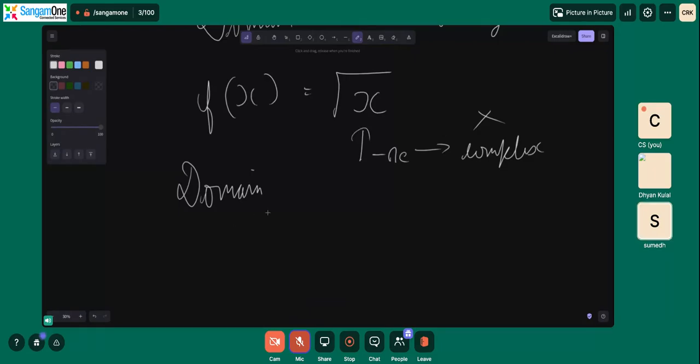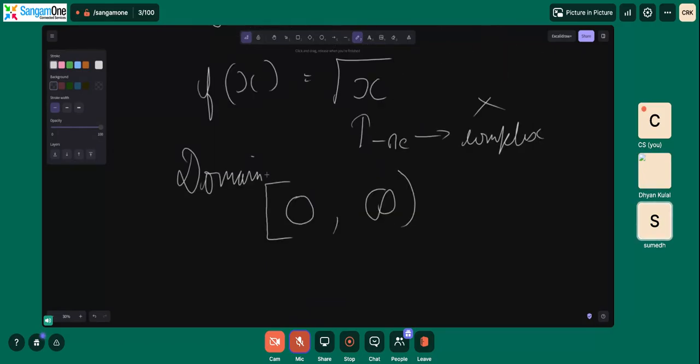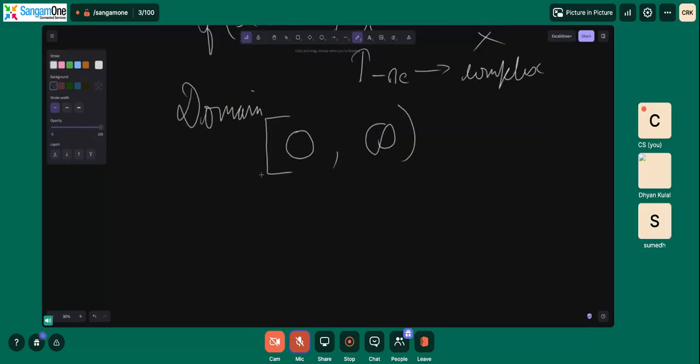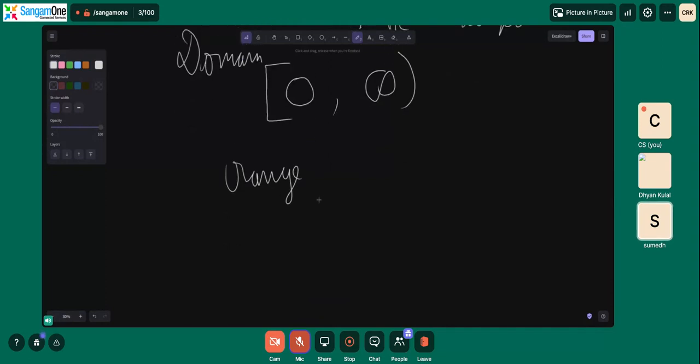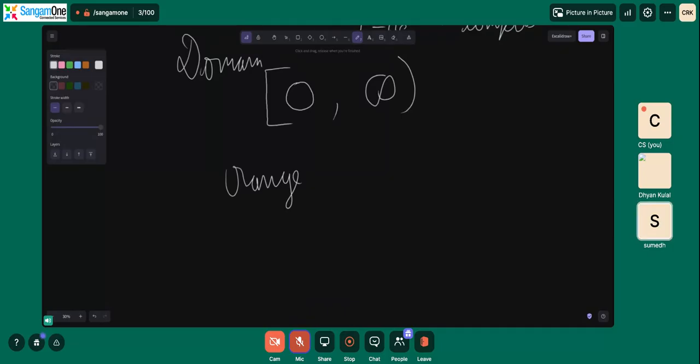So basically, the domain would be including zero. Zero can be an x value, right? x can be zero. Square root of zero is zero, to infinity. And what would be its range? Domain is what are the inputs that I can give for x. What would be its range then? Square root is always a non-negative value. So the range would also be zero to infinity basically. I hope you got it.